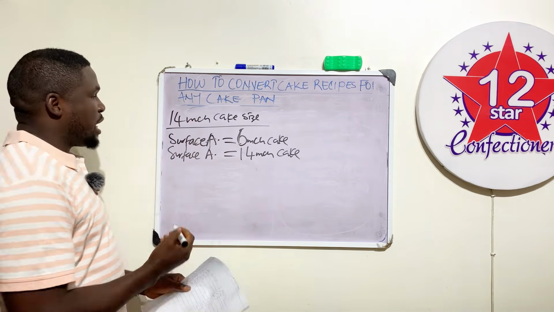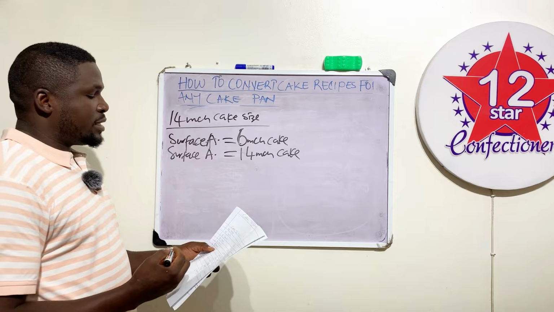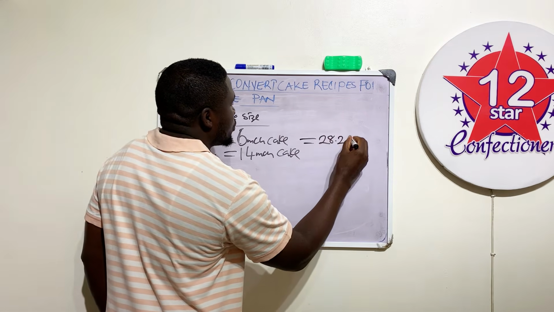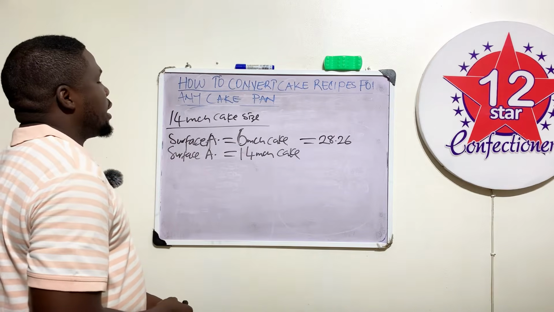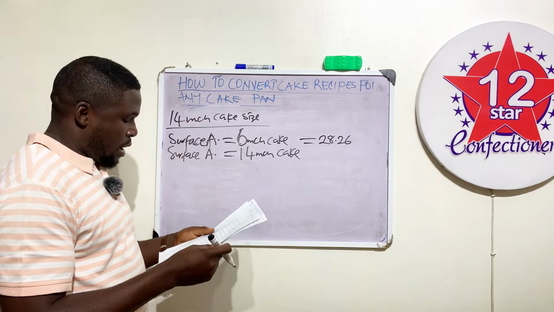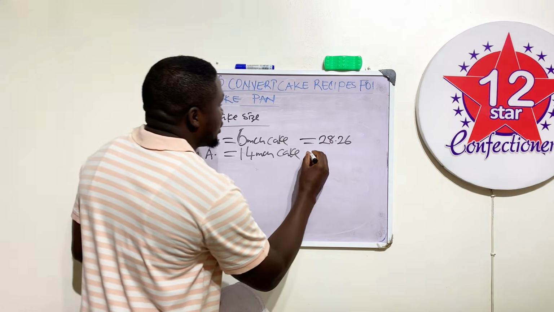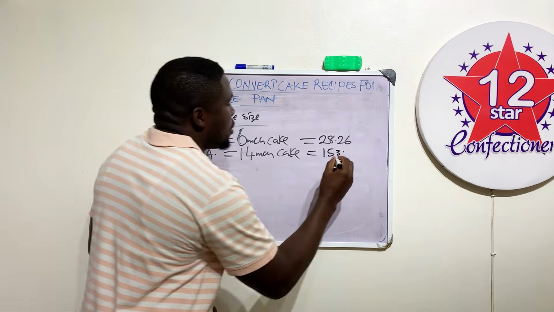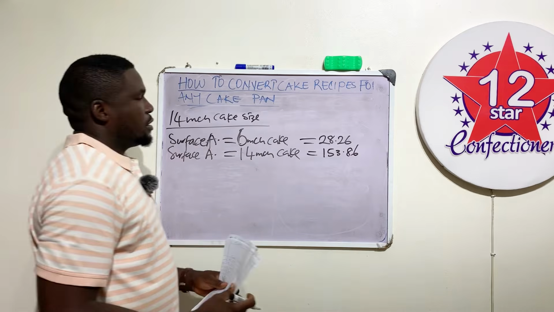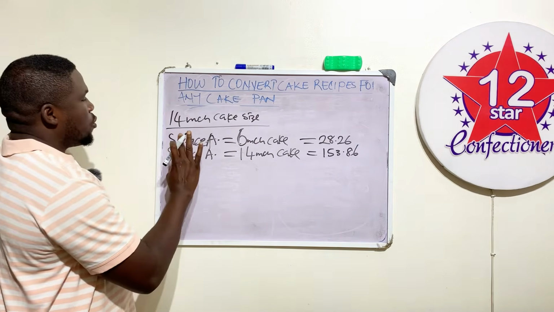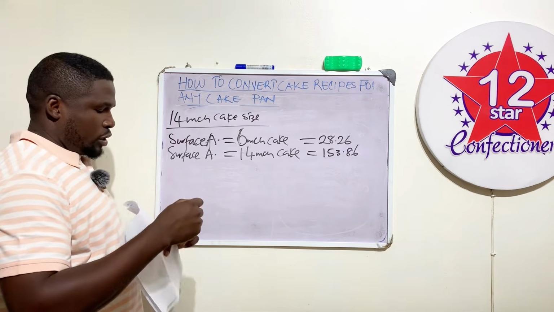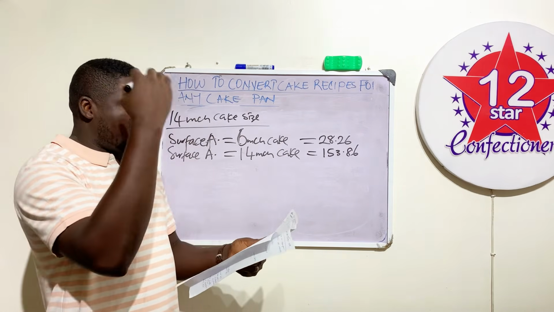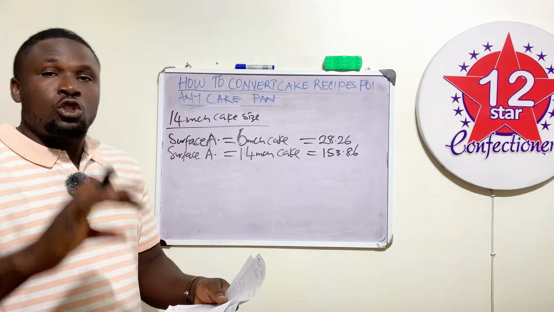And from the booklet, we have that our surface area for our 6 inches cake is what? 28.26. And the surface area for our 14 inches cake pan from our little booklet, I have that it is what? 153.86. Do you understand? Yes. So now we used a shortcut. This shortcut now is in the sense that I have already done the surface area from 4 towards 16. So I just went there to pick them up.